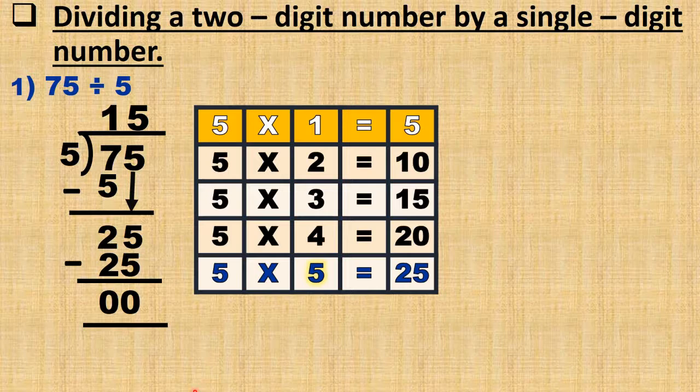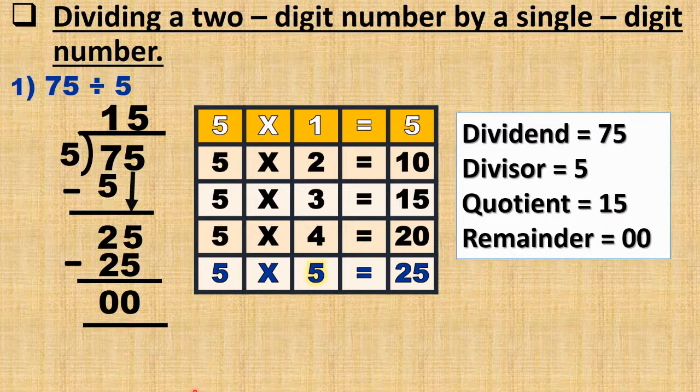Students, the number to be divided is called the dividend. Means 75 is the dividend. The number that divides another number is called the divisor. Means 5 is the divisor. Next, the answer we get on dividing the numbers is called the quotient. So 15 is the quotient. The number that remains after dividing is the remainder, means 0 is the remainder.